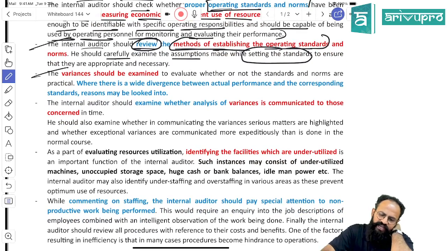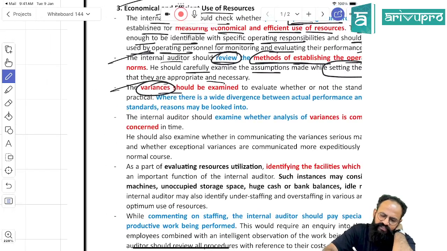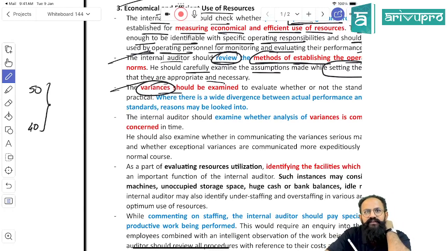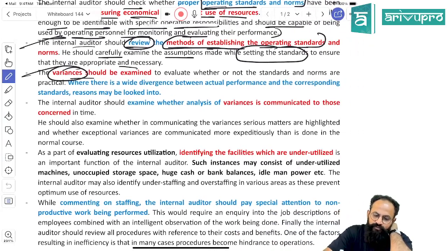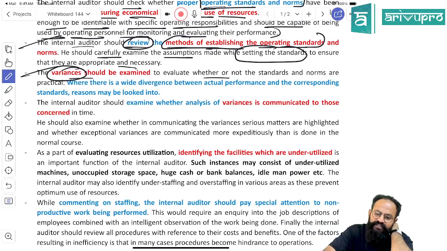Next one, the variances should be examined. Variance means what? Sir, this is what was our standard, but this is what is being achieved. That means we are not having something right. This difference is called variance. Variance is nothing but the difference between what was expected and what is delivered in reality. So you have to examine and evaluate whether or not the standards and norms are practical.